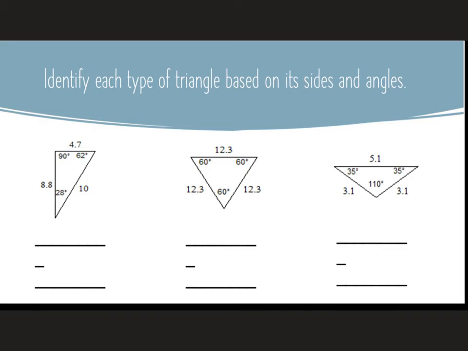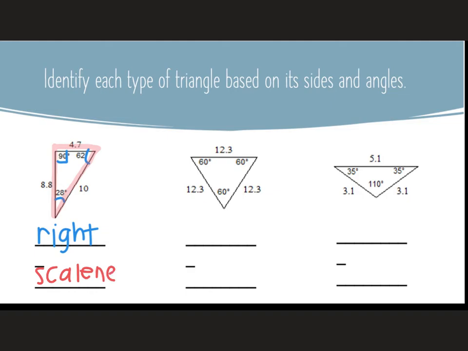So looking at this first one, we have, let's do angles first. So looking at my different angles, I have 90 degrees, 28, and 62. That 90-degree angle right there automatically tells me this is going to be a right triangle based on its angles. As soon as you see 90 degrees or that little box in the corner, sometimes that'll be there, that tells me it's a right triangle. Next, we have to look at the side measurements. So we have 8.8, 10, and 4.7. Because all three of those are different, that makes this a scalene triangle.